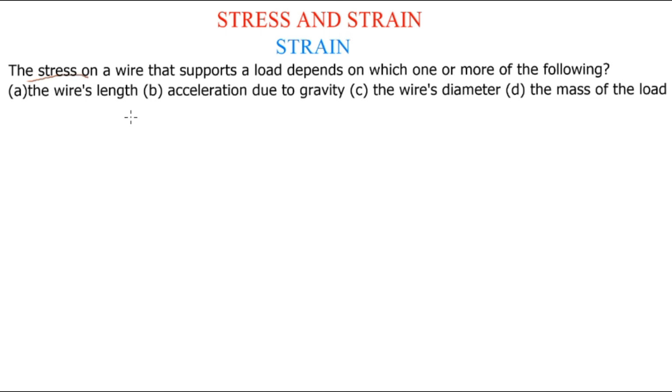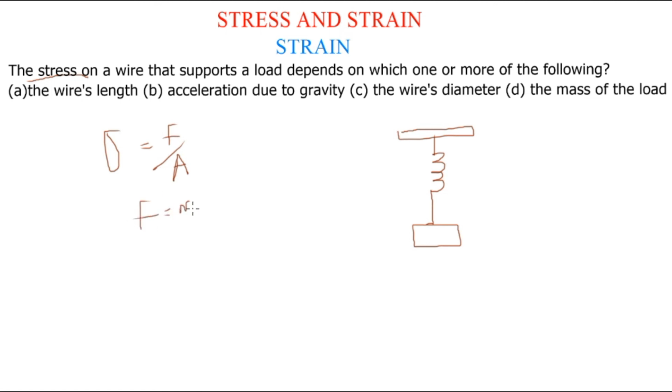On a wire, it depends on which of the following. Stress is given as force over area. The force, assuming that we have a spiral spring, the force that is being exerted in a unit area can also be given as MA, and in some cases it can be given as mg. The reason is because of a case like this.